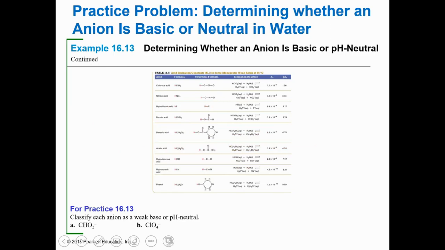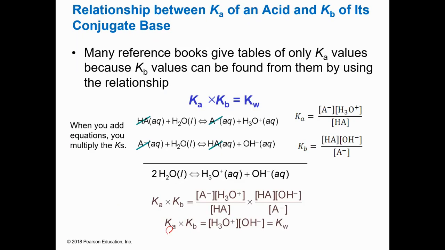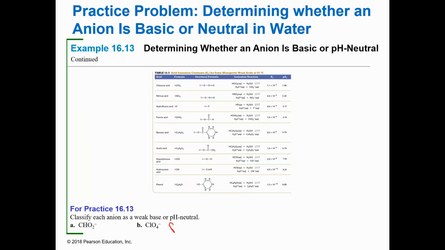Okay, so now we're looking at which ones of these are our basic or our pH neutral. So remember, you need to think which ones of these came from a strong acid. The one that came from the strong acid is perchlorate. So this one is neutral.